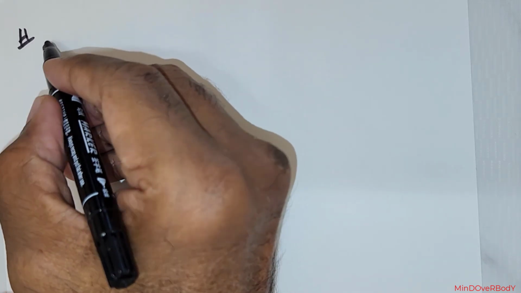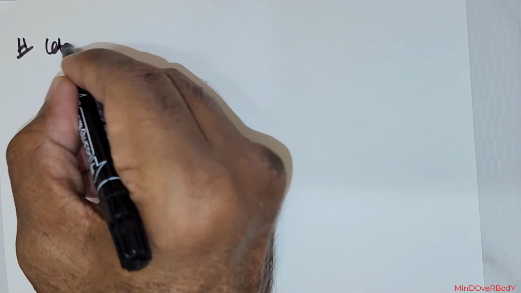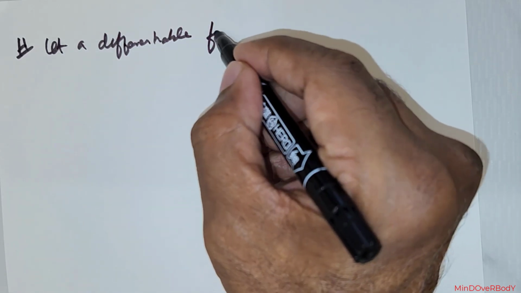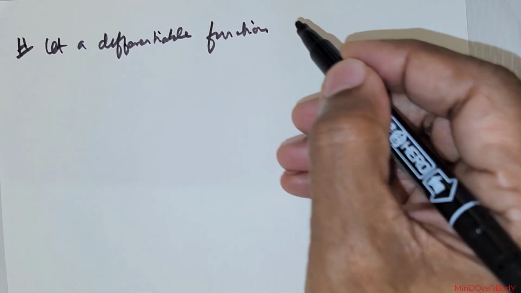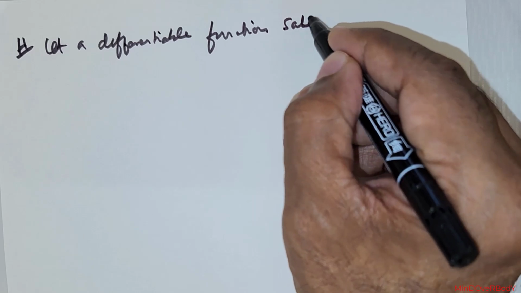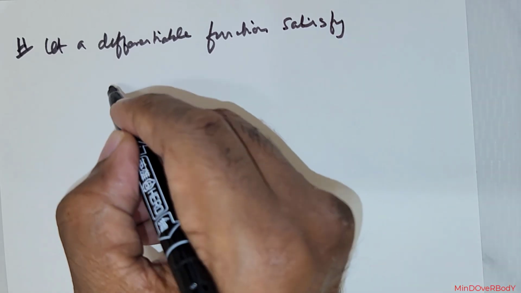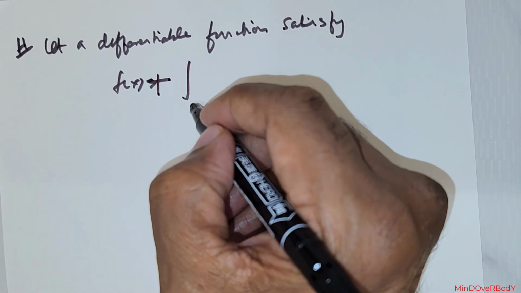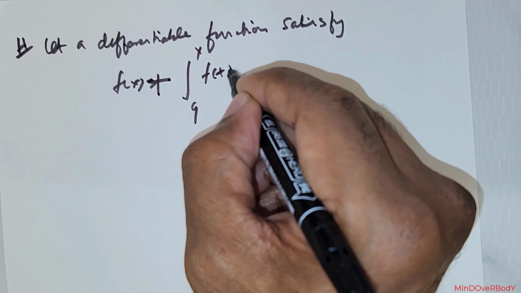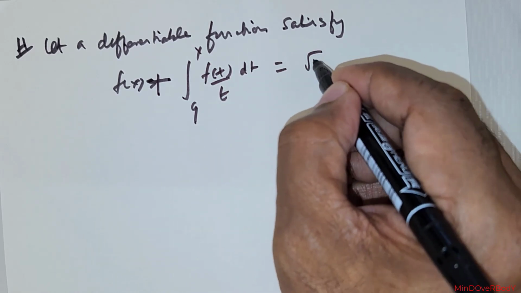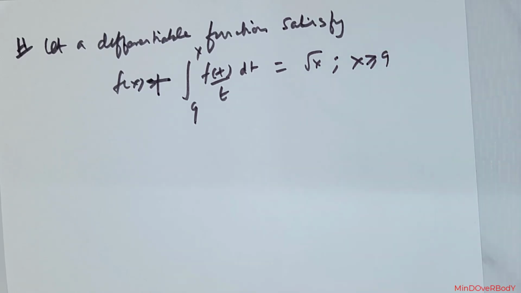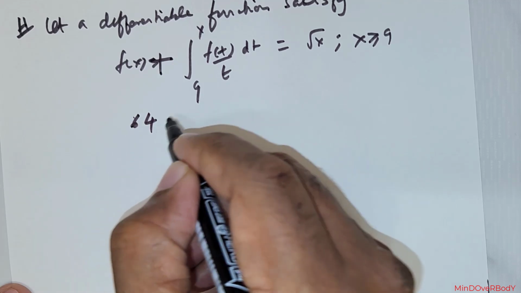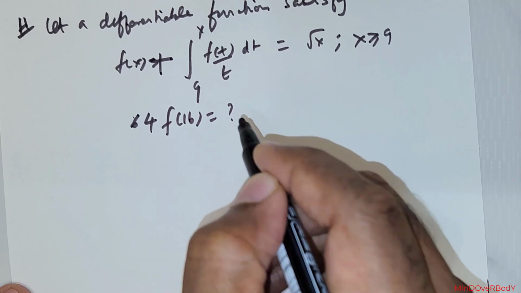Good day everybody. Again this question, let me write the question down. Let a differentiable function f satisfy f of x is positive, f of x plus integral 9 to x f of t over t times dt is equal to root of x, with x being greater than or equal to 9. We are expected to find 64 times f of 16 is equal to what?